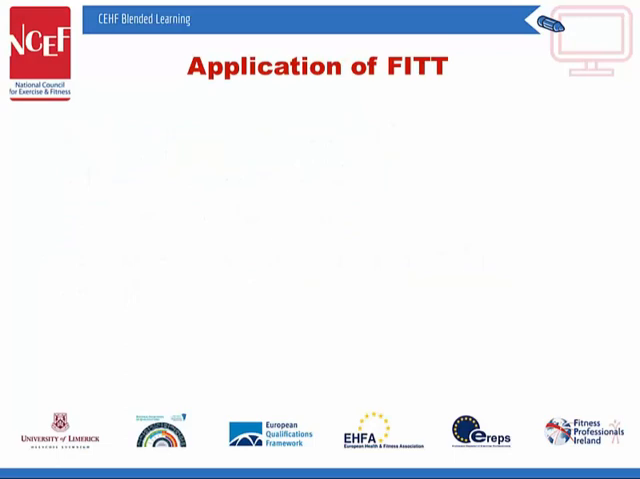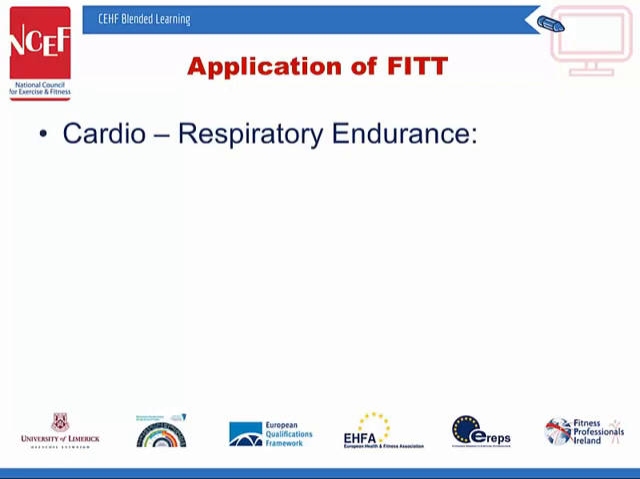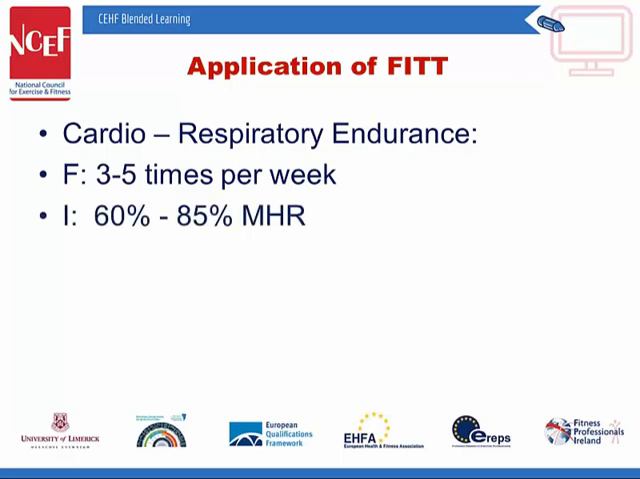So now we're going to move on to the application of FITT to the components of fitness. And the first one we're going to look at is cardiorespiratory endurance. So the first part of it is frequency. We're going to try and train for 3 to 5 times per week in order to improve our cardiorespiratory endurance. That is the recommendation. The intensity. If you remember what intensity means, how hard we train, well then we're going to try and train between 60 and 85% of our maximum heart rate.